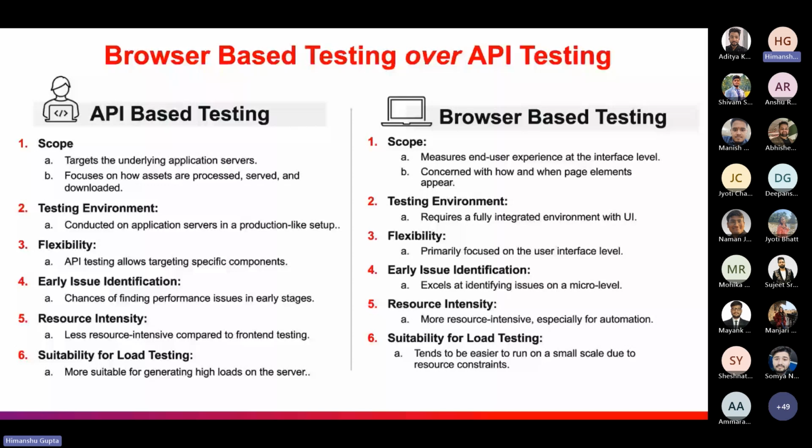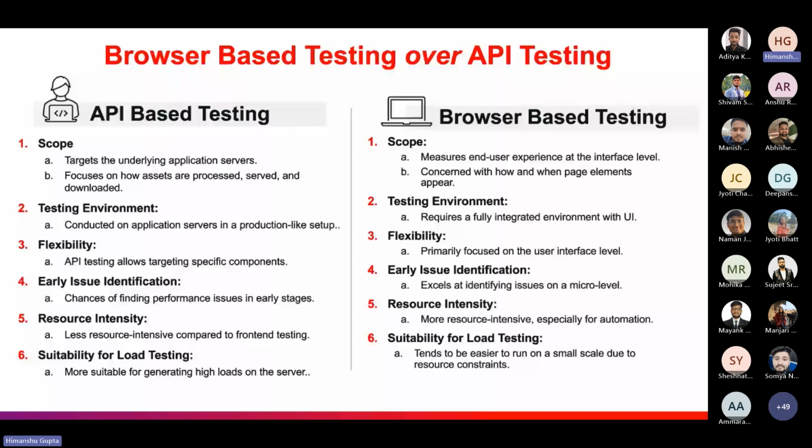But on the browser-based testing, we measure end user experience at the interface level, and here we check how our page elements appear or not. Second is testing environment. So in API-based testing, it is conducted on application servers in a production-like setup, whereas browser-based testing requires a fully integrated environment with UI.